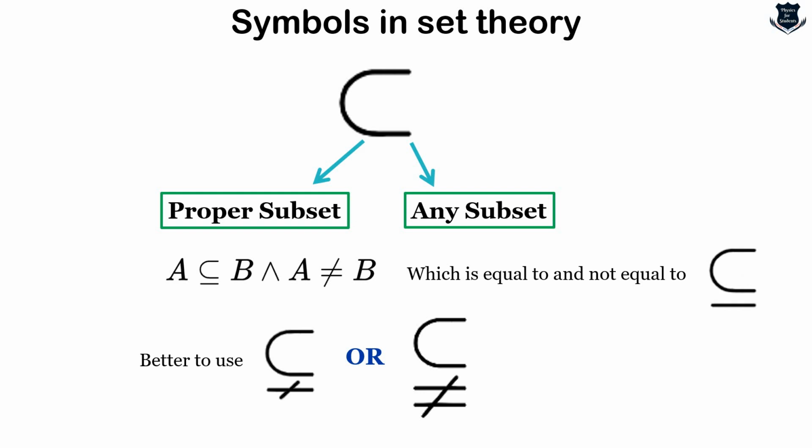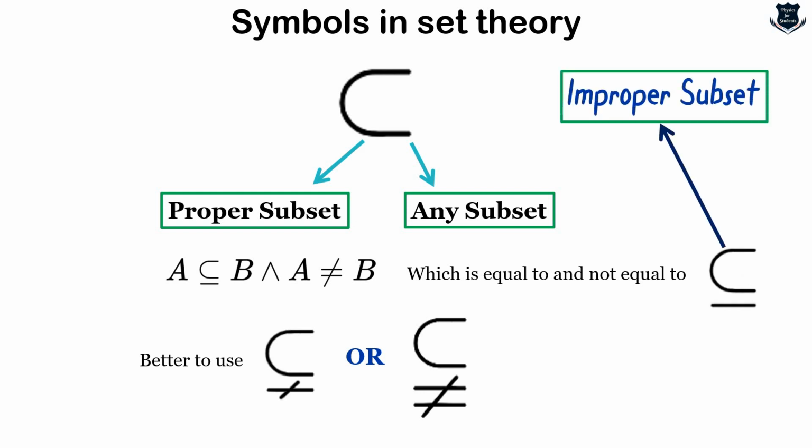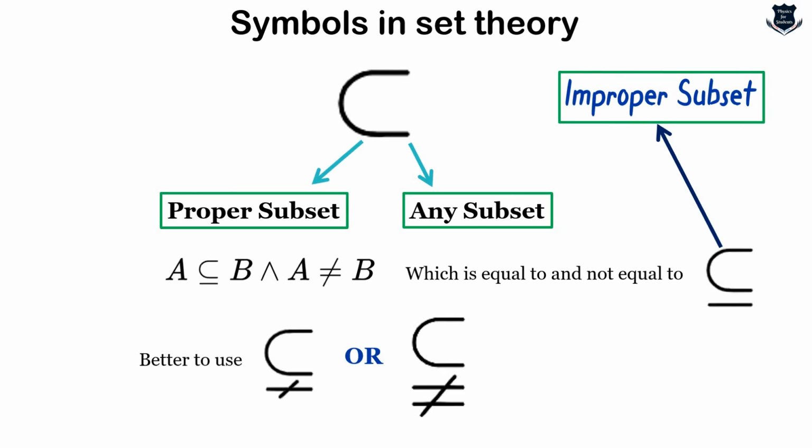And remember that this sign is also used for an improper subset. Now this is basically the confusion. Some books use this one as proper subset, some as any subset. So the best way to avoid the confusion is to use the bottom denomination with a straight line and a not equal to sign.